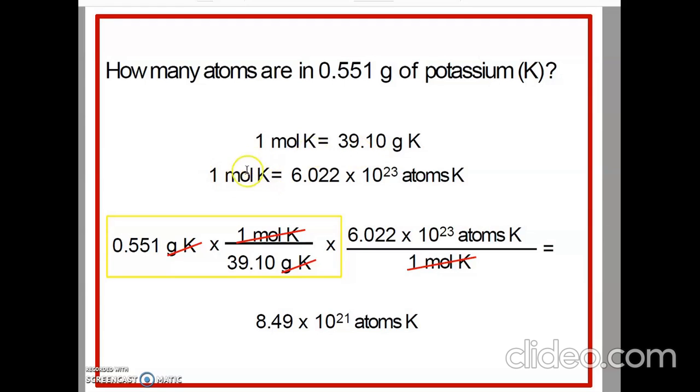So 1 mole of potassium is equal to 6.022 times 10 to the power 23 atoms K. So nak dapatkan atom, mass yang kita ada adalah 0.551. So dalam 1 mole dia ada 39.10 gram potassium. So dekat sini you dapat dia punya mole. So nak dapat dia punya atoms, you kena darabkan dengan Avogadro number, which is 6.022 times 10 to the power of 23. And then you akan dapat lah. Okay, dalam 0.551 gram potassium, kita ada 8.49 times 10 to the power of 21 atoms of potassium.